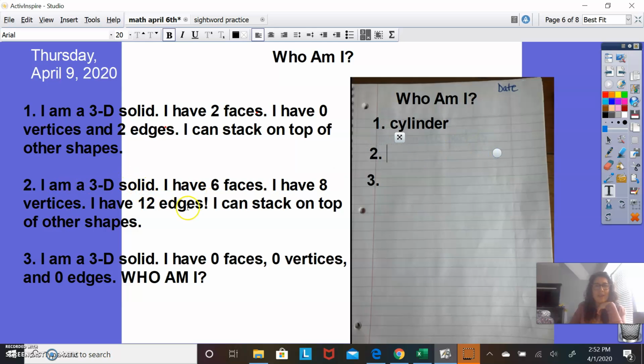I am a 3D solid. I have 6 faces. I have 8 vertices. I have 12 edges. I can stack on top of other shapes. If you guessed cube, you are correct. Let's move on to number 3. I am a 3D solid. I have 0 faces, 0 vertices, and 0 edges. Who am I? If you guessed circle, you would be correct.